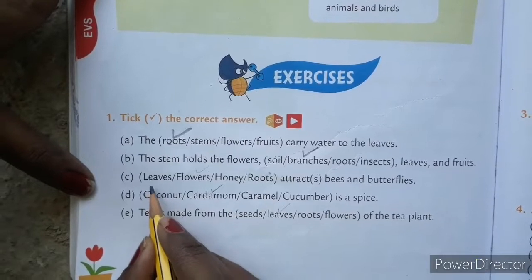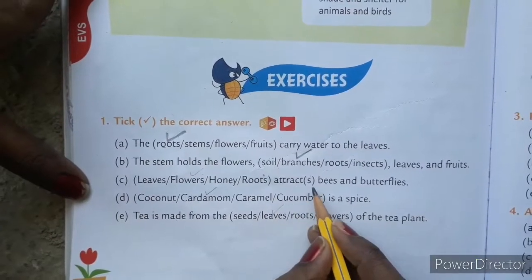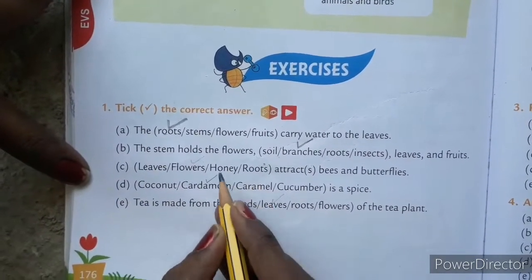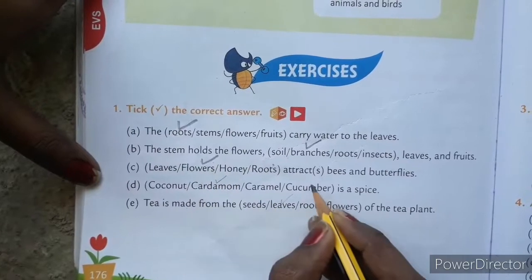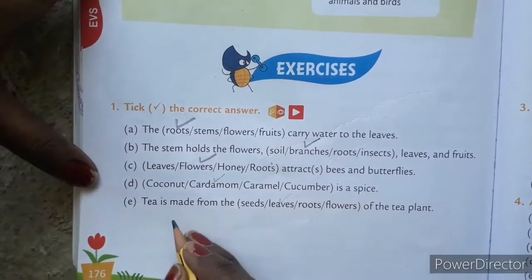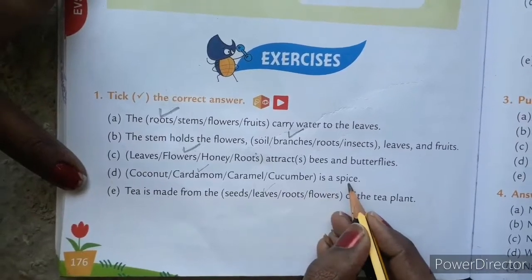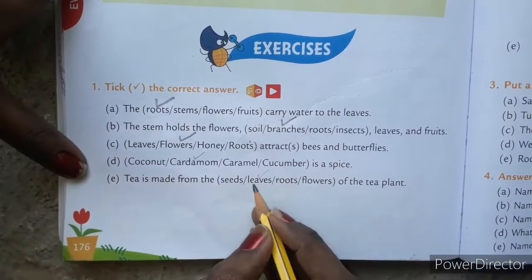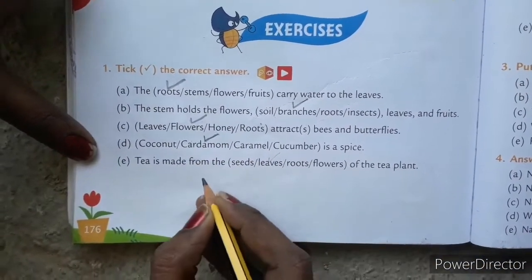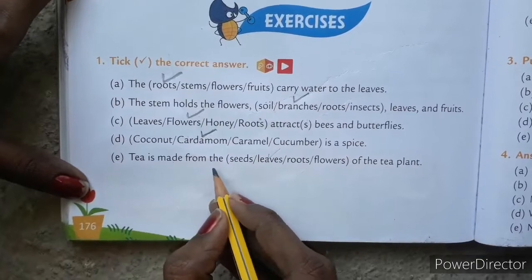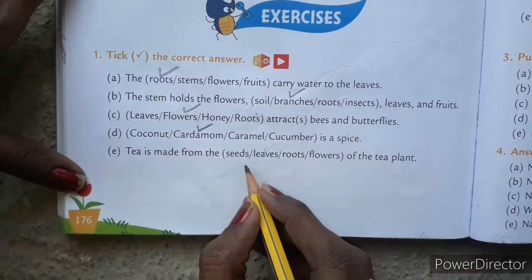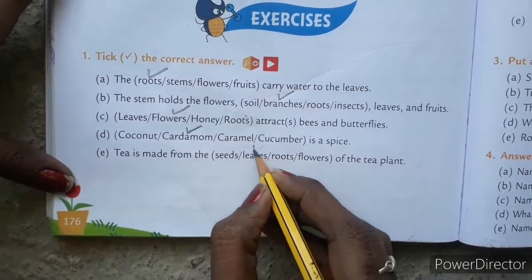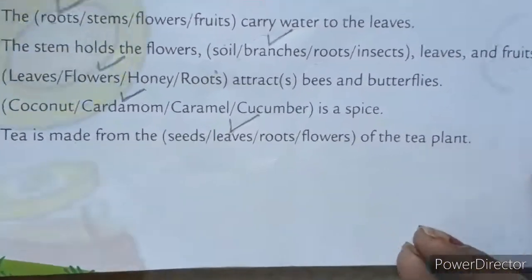Next, see children, dash attract bees and butterflies. Which part? Leaves, flowers, honey, roots. Correct answer is flowers. Flowers attract bees and butterflies. Next, dash is a spice. In these, which one is spice? Coconut, cardamom, caramel, cucumber. Correct answer is cardamom. Next, tea is made from the dash of tea plant. Seeds, leaves, roots, flowers. Tea is made from the leaves of tea plant.